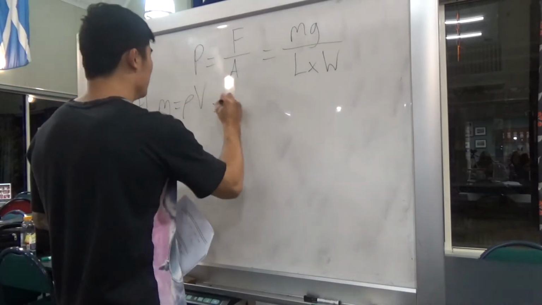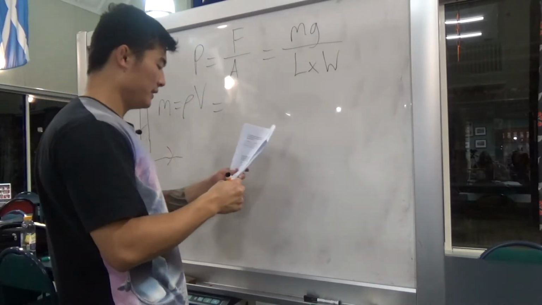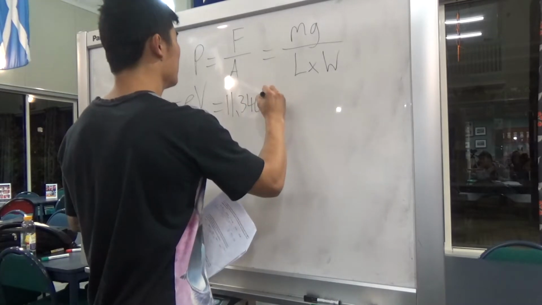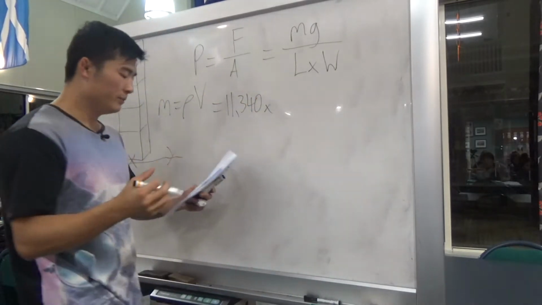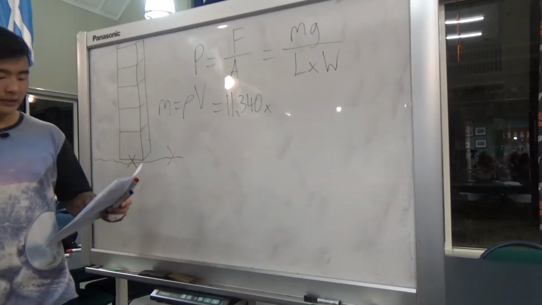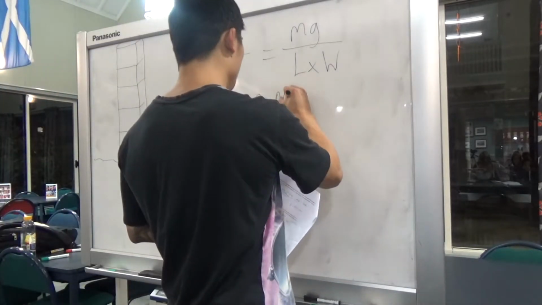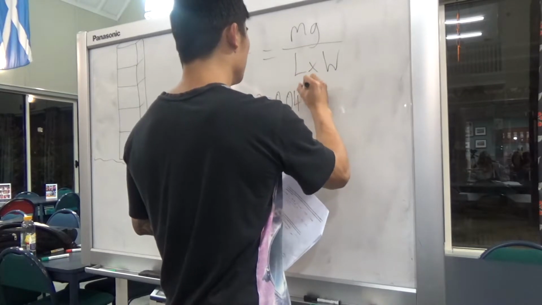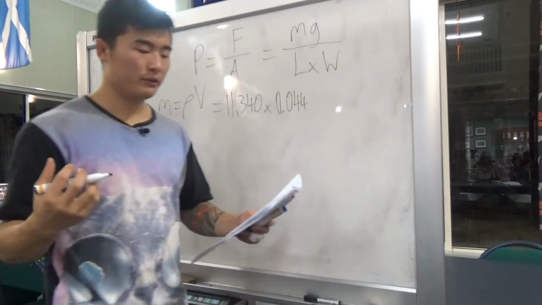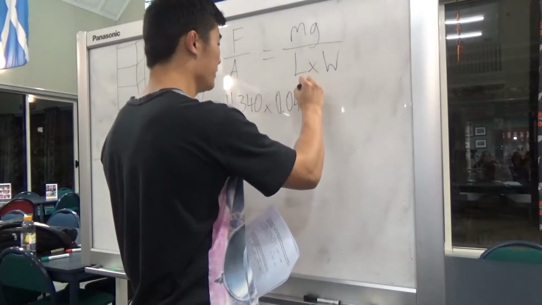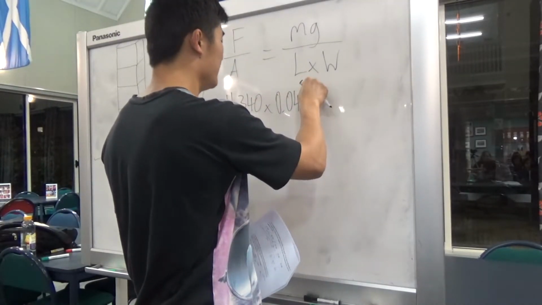And so the density is 11,340, times the volume. So the volume is going to be the length, which is 0.044 meters, times the width, which is also 0.044. So we can just say 0.044 squared.